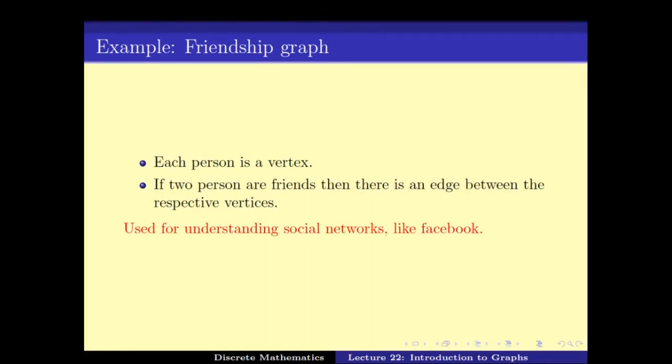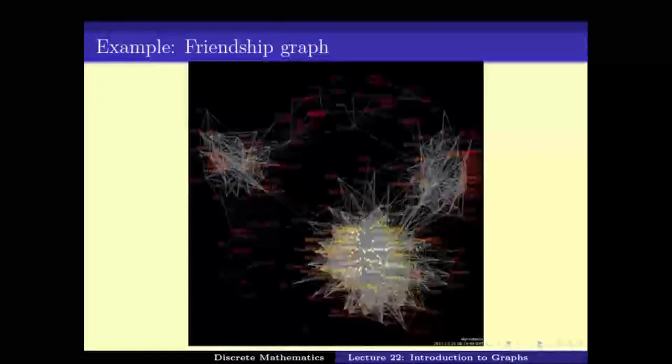There are various examples of graphs, but I have pulled out a few of them. Here is one, called the friendship graph. Every person is a vertex, and if two persons are friends, then there is an edge between the respective vertices. This is used a lot for understanding social networks like Facebook. All the users are vertices, and between any two vertices I draw an edge if they are friends on Facebook. The question is how well connected they are, and so on. So here is an example of a friendship graph.